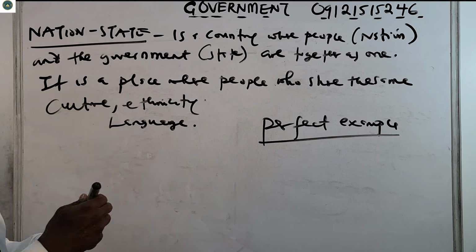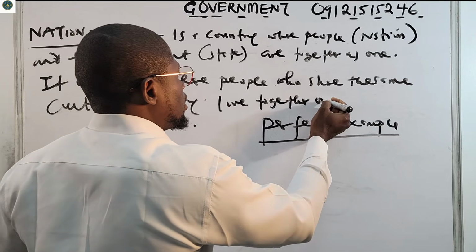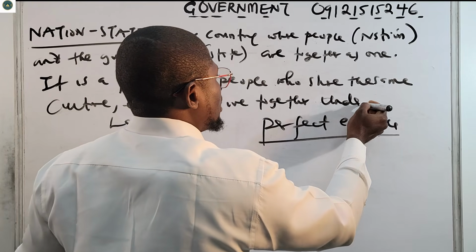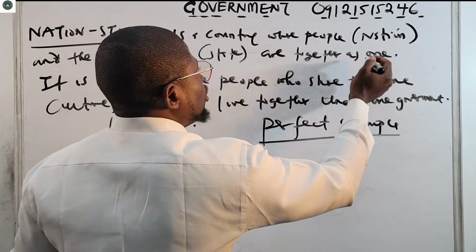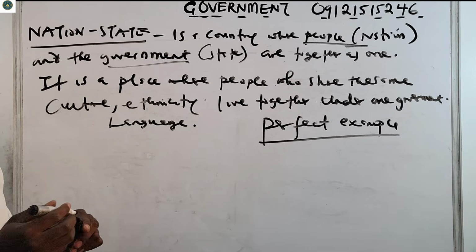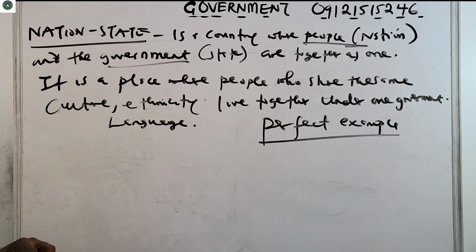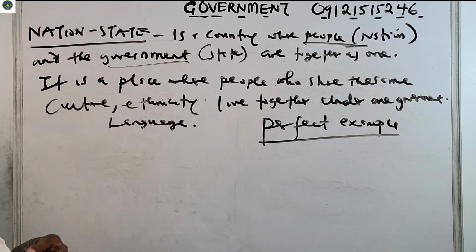So they live together under one government. The government and the people are together as one in a nation-state. So it's a place where people who share the same culture, ethnicity, and language live together under one government.